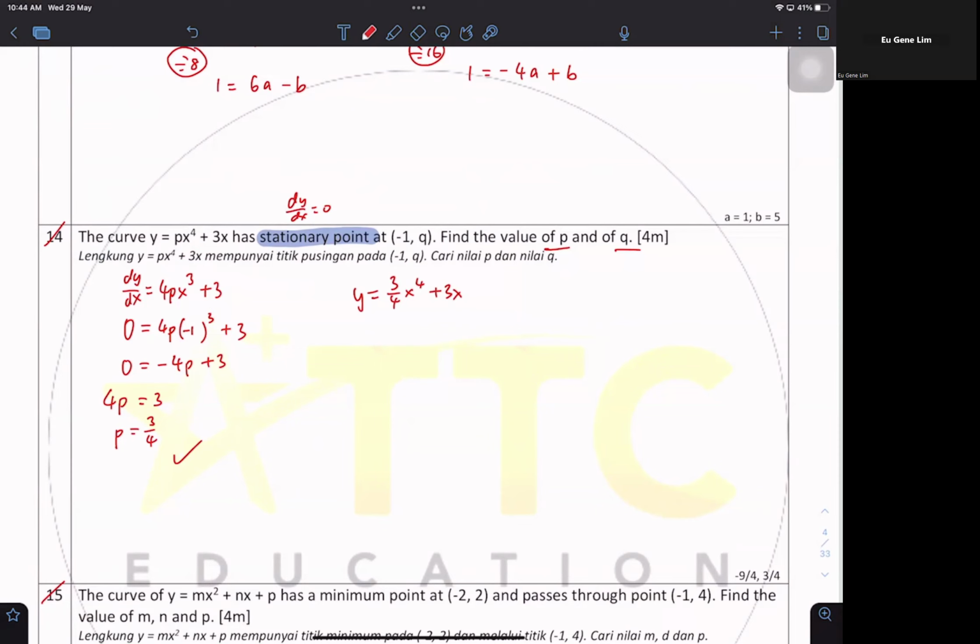And then you sub the point. You see, this point, -1 and q, it is x, y, right? You sub the coordinate, the point, into the equation. So the y is q, then the x is -1. Then you will be able to find the q. Just press calculator.